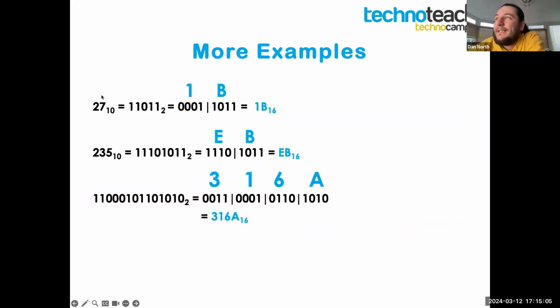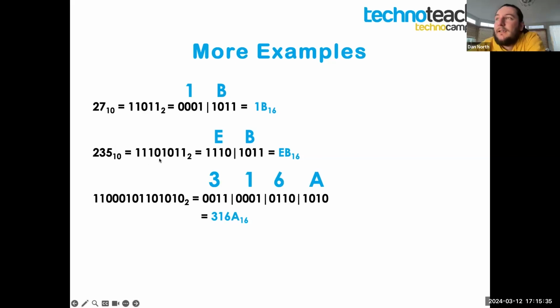Okay. Turning 27 into binary gives us 11011. So we split that into 2. We get 1011 as our first digit, rather, which is a B in hexadecimal. And then we've got 0001 in front. So 27 is 1B.